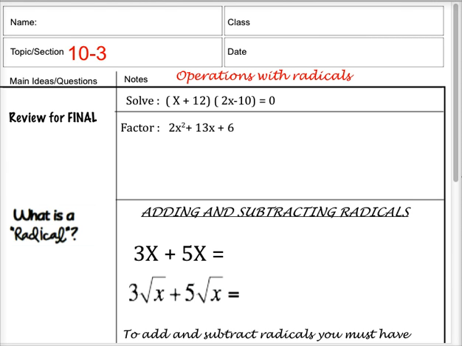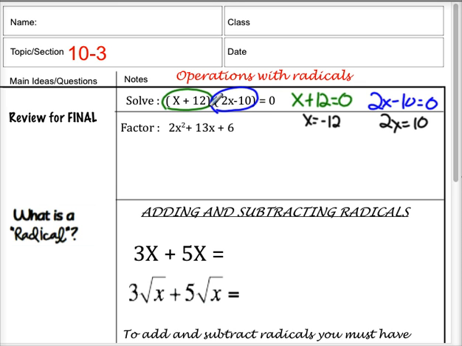So when we're told to solve x plus 12 and 2x minus 10, well, if you notice, it is already in factored form. So remember, when it's already in factored form, all you have to do is take your two pieces, set the first parenthesis equal to 0, and the second parenthesis equal to 0. And now we can solve them individually. So for this one, I'm going to subtract 12 from both sides. This one, I'm going to add 10 and then divide by 2.